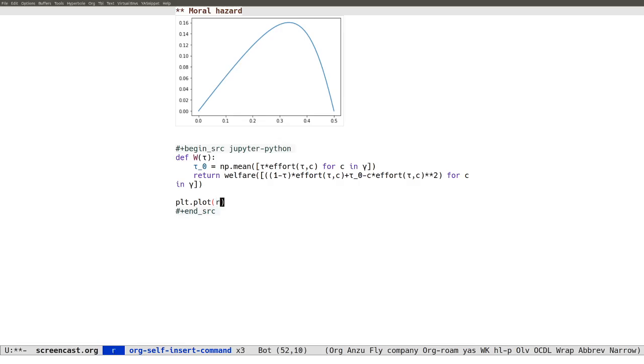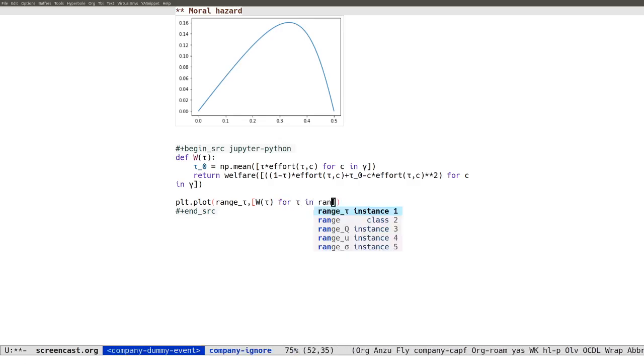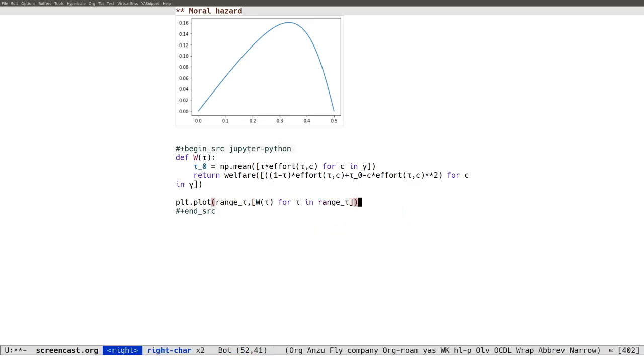And now we can plot this. So we have a range of tau, and we have w as a function of tau for tau in range tau.